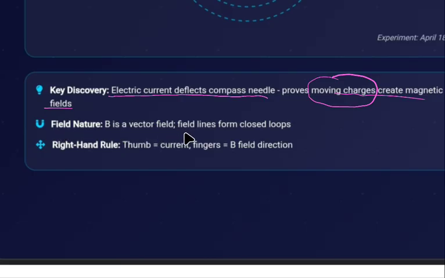Field nature: B is a vector field. It has direction, always from north pole to south pole. And it is a closed loop. Magnetic field lines are closed loops. The right hand thumb rule is used to detect the directions.